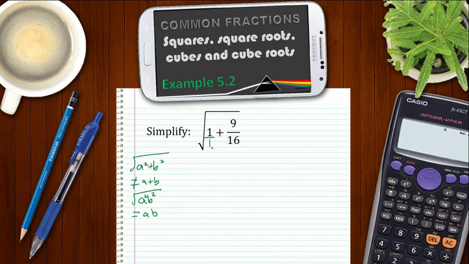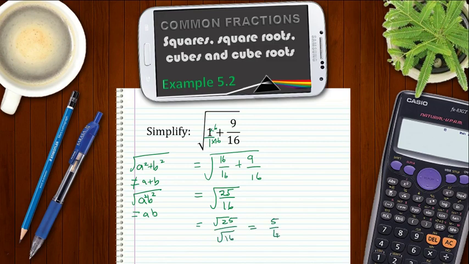So first we're going to use fractions by putting this one over 1. Find your lowest common denominator, which is 16. So times by 16 top and bottom. So if I write that out, I've got the square root of 16 over 16 plus 9 over 16. And then adding them, I get 25 over 16, square root of that. And this is the same as the square root of 25 over the square root of 16, which is then 5 over 4.